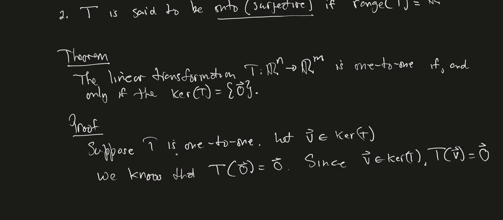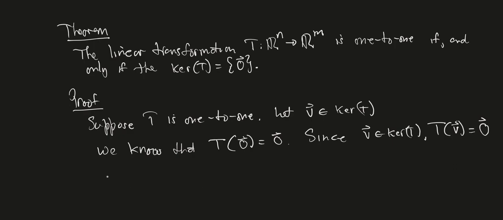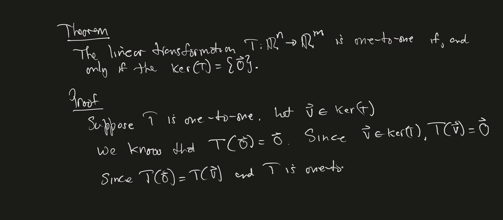But we know that the transformation is one-to-one. So since the output is the same, since T of 0 is equal to T of V, and T is one-to-one, then the inputs have to be the same. So then V would have to be the zero vector, right?